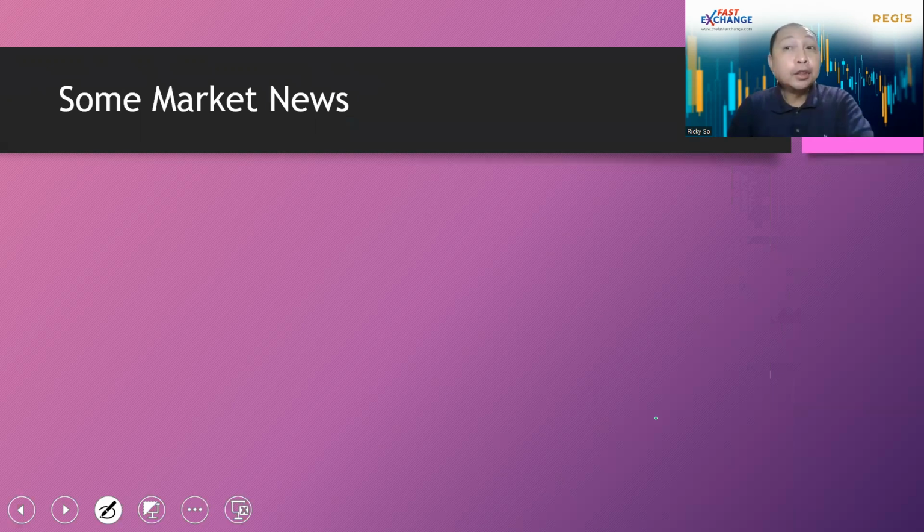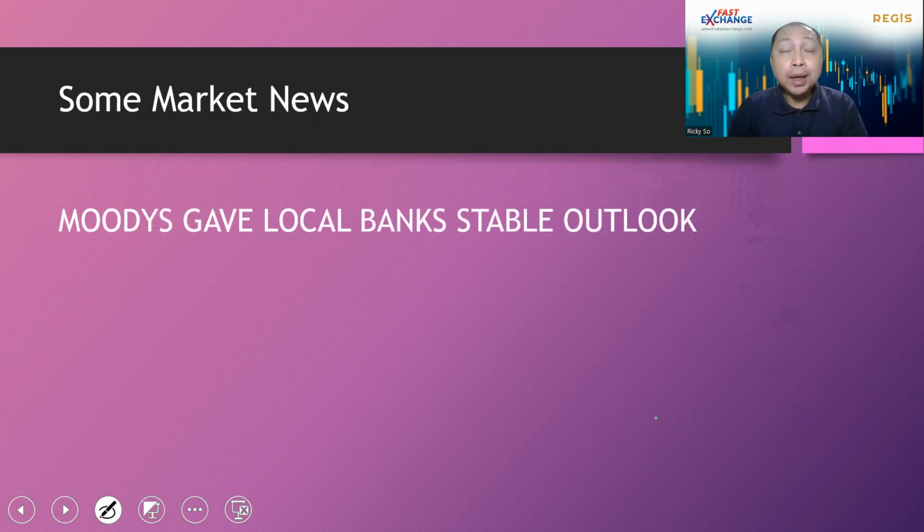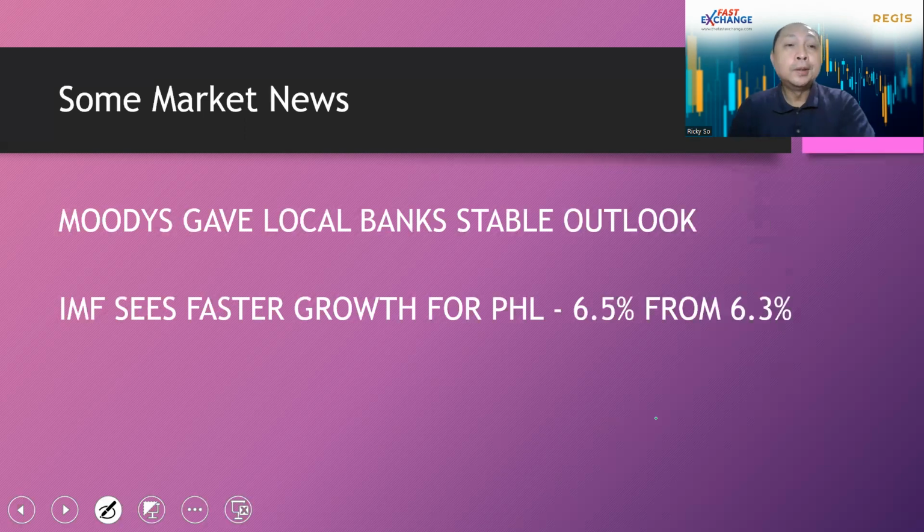Some market news locally. Moody's gave local banks a stable outlook. Well, this is positive news. So, despite the challenges that the banks are facing right now, somehow Moody's is giving them a stamp of approval that the outlook is still stable.